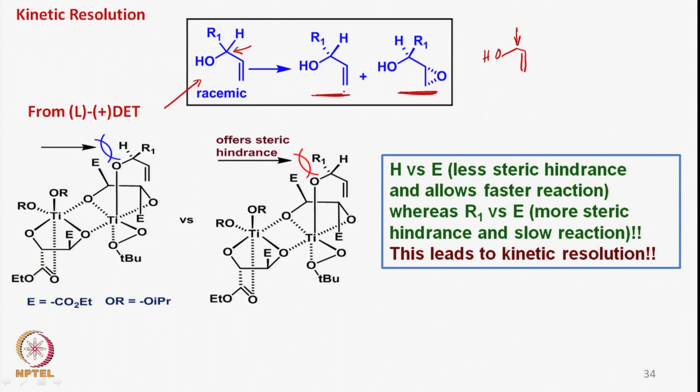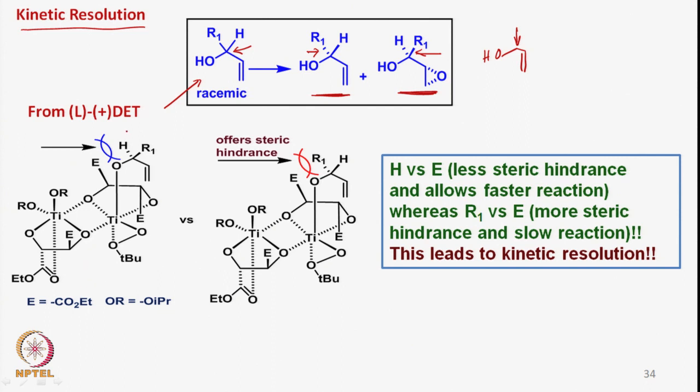Obviously, if we leave the reaction for a very, very long time, then the reaction will give epoxides from both the enantiomers of the starting allylic alcohol. That is the reason why this is called kinetic resolution. That means one of the two enantiomers of the starting allylic alcohol reacts faster. Now, how does this reaction happen, and why is it so that when the R1 group is beta oriented, the epoxidation takes place? When R1 is alpha oriented, epoxidation is slow.